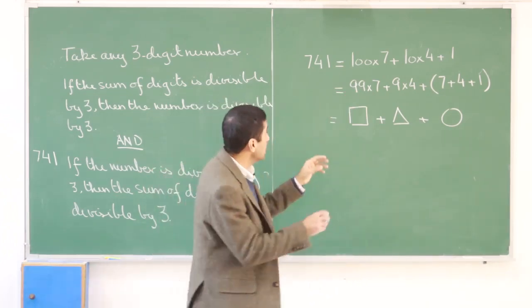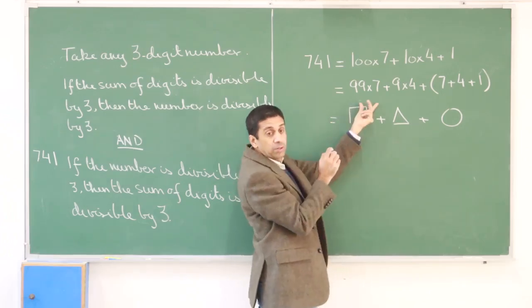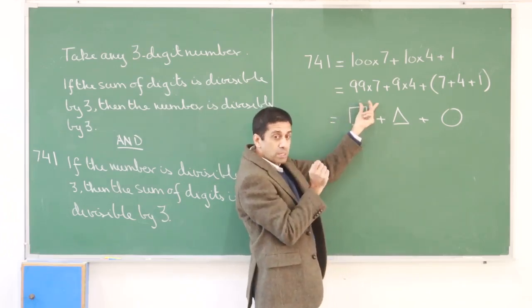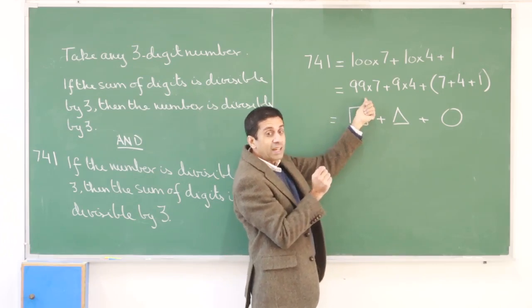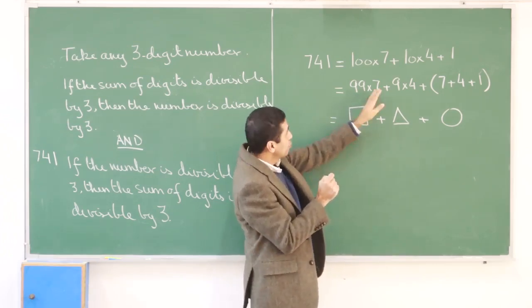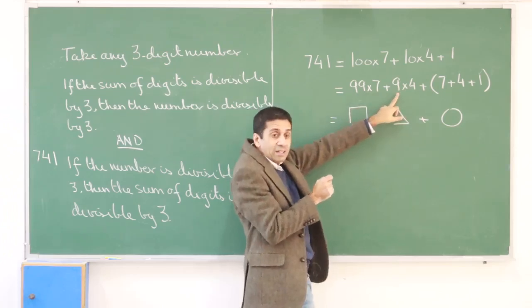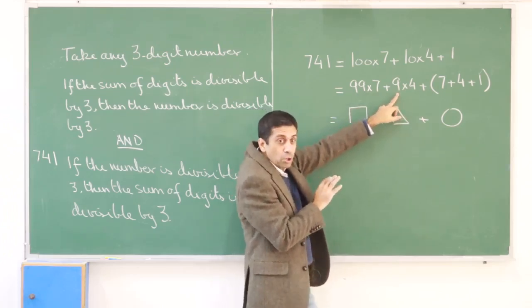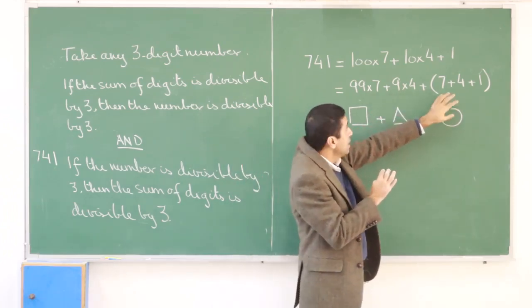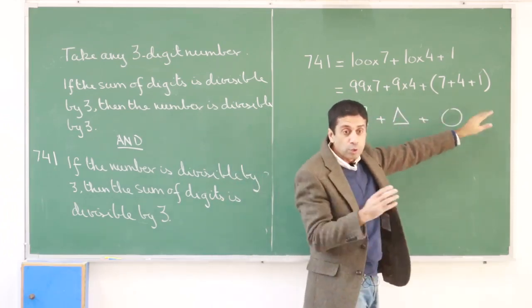And the reason, you see, this number will always be divisible by 3. Why will it be always divisible by 3? Because of the 99. You'll always get a 99. You don't care about this number. This is an important number. You'll always get a 9 here. And that is what will make this part divisible. So the only part that is in question is this 7 plus 4 plus 1, which will change.